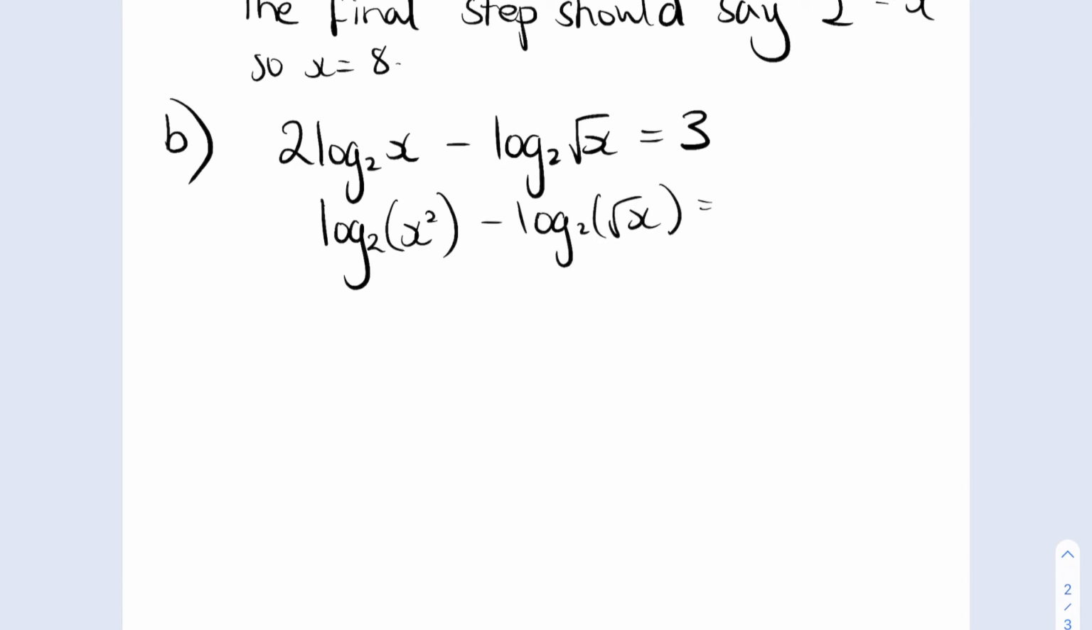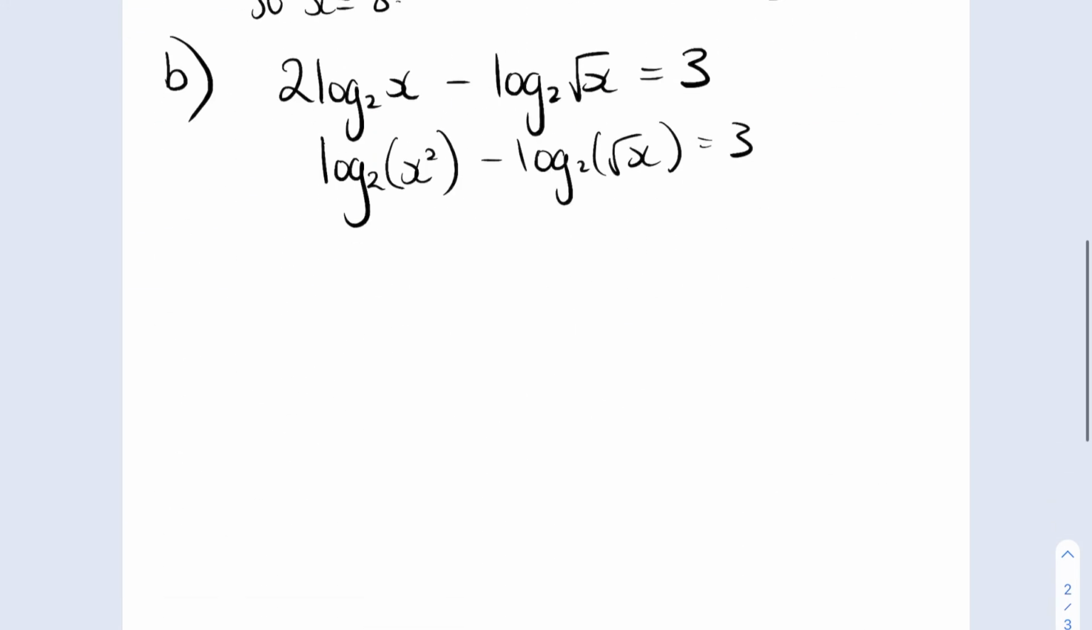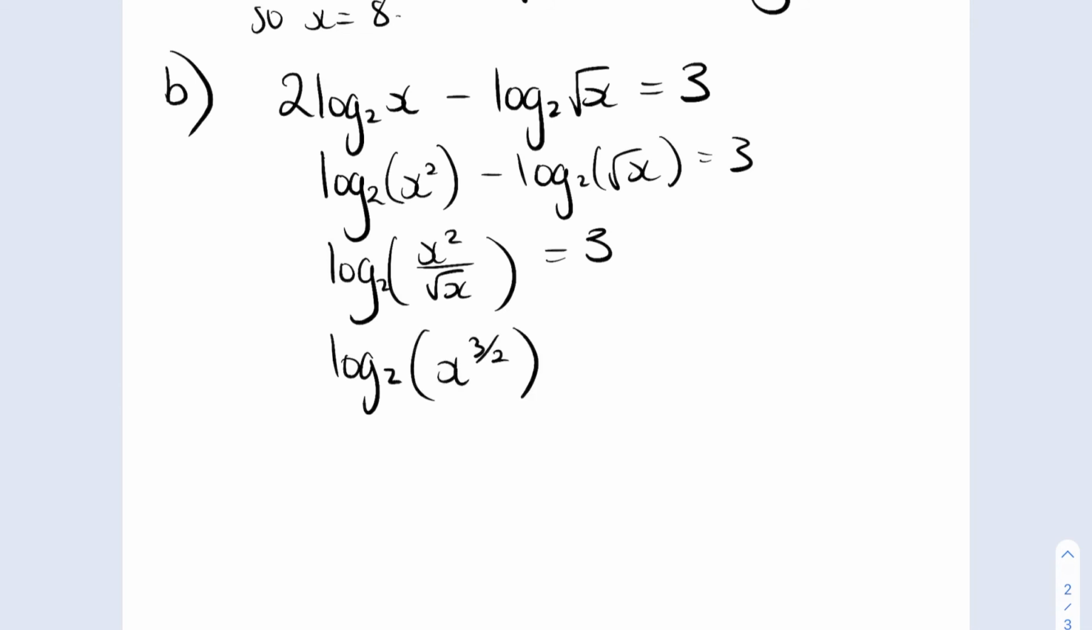And so now I can use that division rule for logs. If I subtract logs, then I can do division on the inside. And that's base 2. And then I can simplify what's inside the log. So x squared divided by root x is just x to the 3 over 2, because root x is x to the power of half, and I can subtract the powers. So this now reads as the power of 2 to get x to the 3 over 2 is 3. So 2 cubed is x to the 3 over 2, or 8.